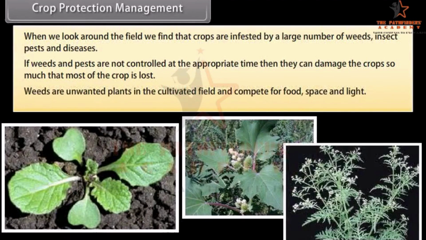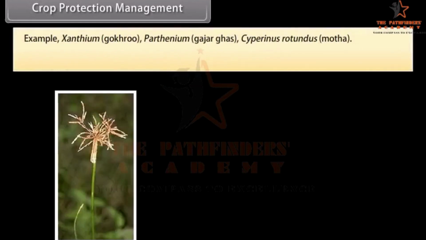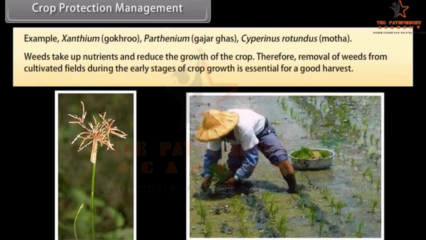Weeds are unwanted plants in the cultivated field and compete for food, space, and light. Example, xanthium (gokru), parthenium (gajar ghas), Cyperus rotundus (motha). Weeds take up nutrients and reduce the growth of the crop. Therefore, removal of weeds from cultivated fields during the early stages of crop growth is essential for a good harvest.